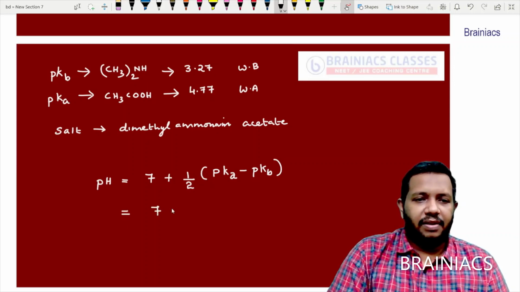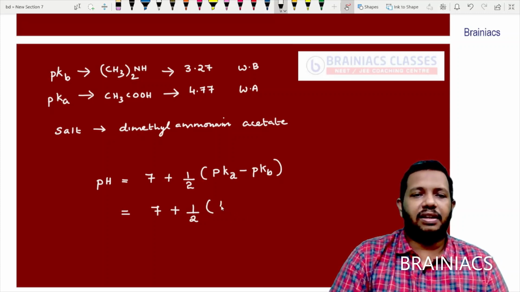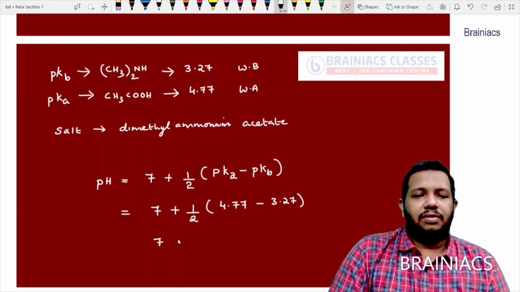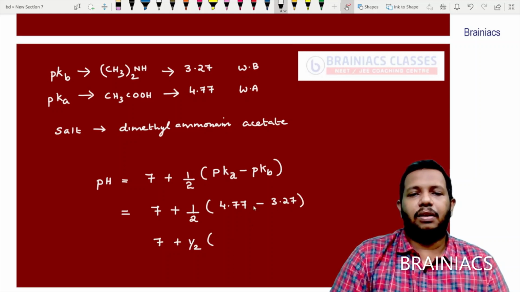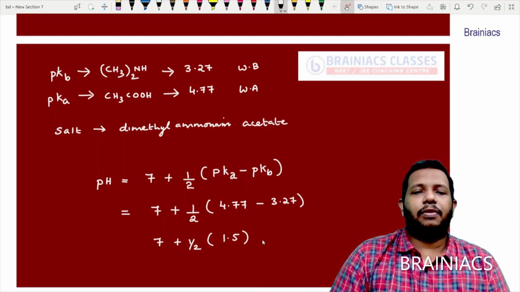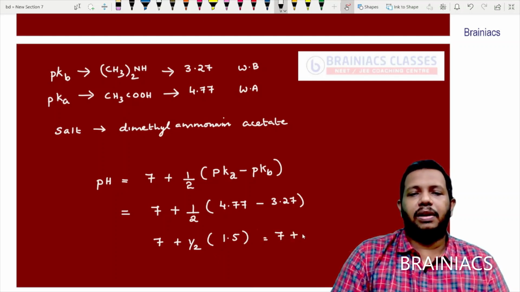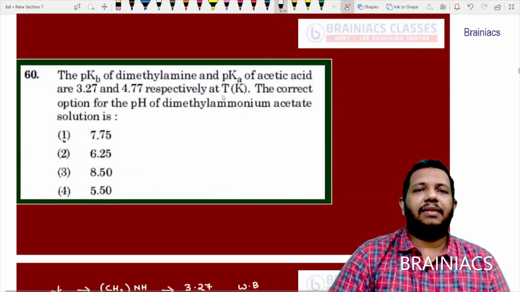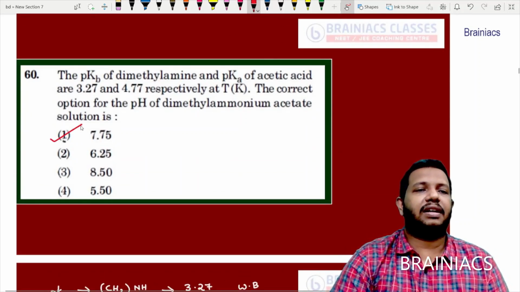So you know that 7 plus half of, what is the pKa value here for acetic acid? They have given it as 4.77, and for pKb this is given as 3.27. So if you are subtracting it, we can easily say this is 1.5. Half of 1.5, we know that is 0.75, correct? 3 by 4. So the answer here is 7.75. Direct question. They have clearly given option 1 as the correct answer.